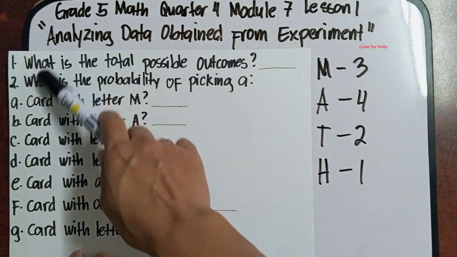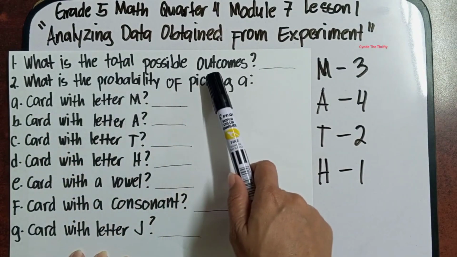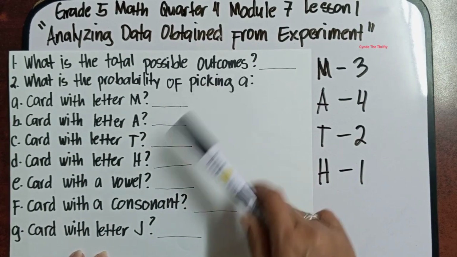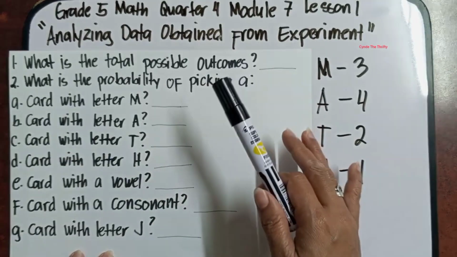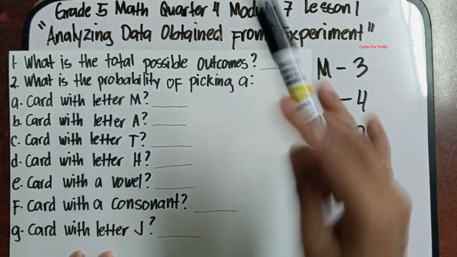So, meron tayong question dito. Number 1, what is the total possible outcomes? Okay, so ano yung total possible outcomes natin? Ano yung ibig sabihin ng total possible outcomes? Ang total possible outcomes is kung ilan sila lahat sa iyong experiment.